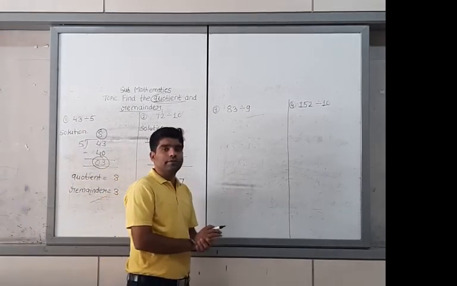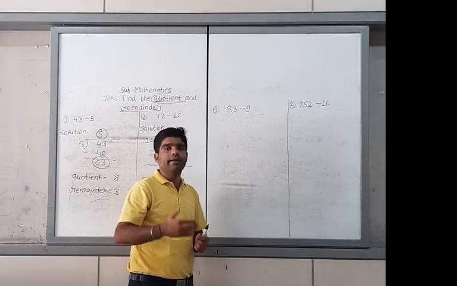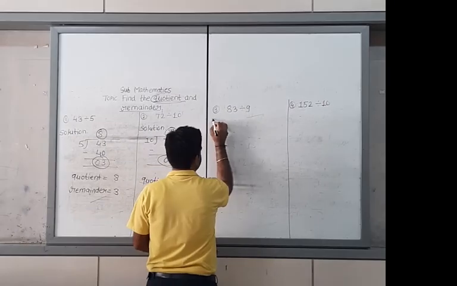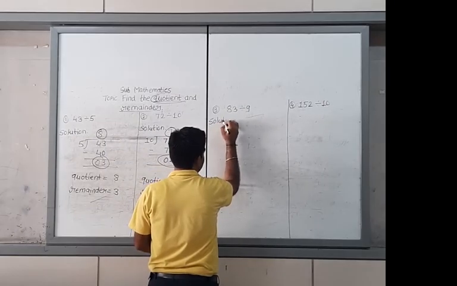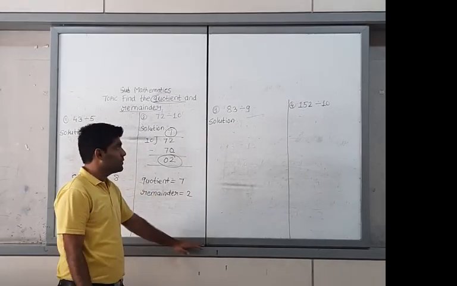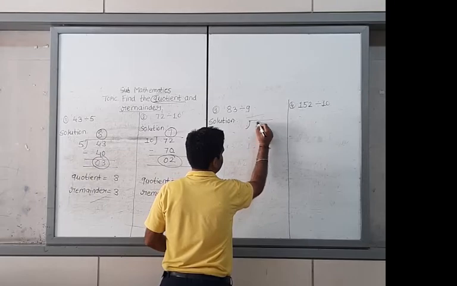Now the next question. These examples are based on finding the quotient and remainder. Now the next question, our third one. What is the solution of the third question? Listen here: 83 divided by 9. It means that you have to write down the 83.